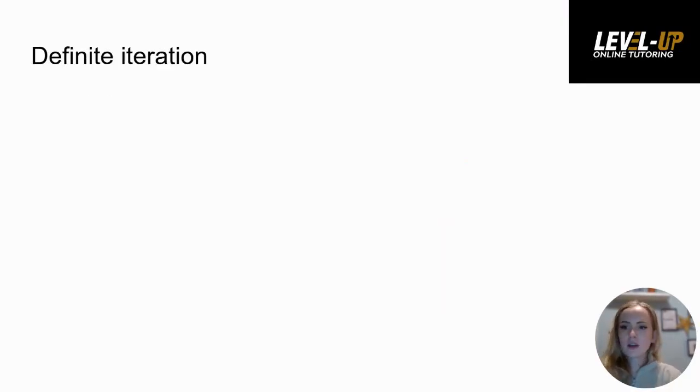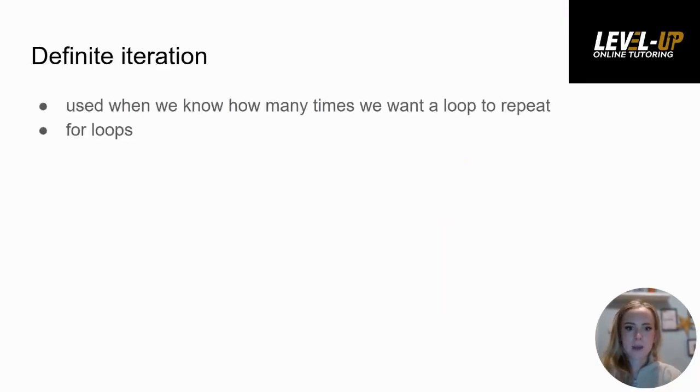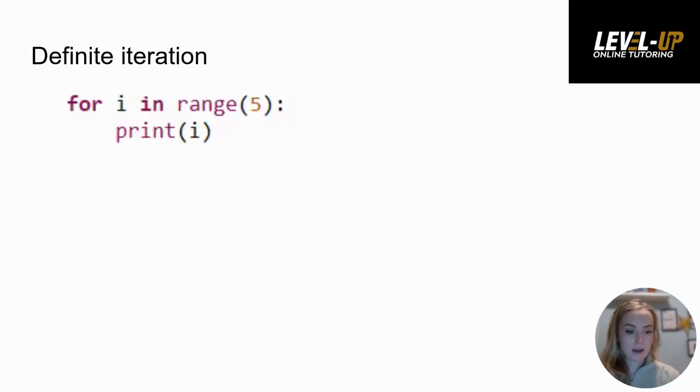Okay, so having a look at definite iteration, basically, we will know how many times we want a specific loop to repeat. So it might be something like you want to print a range of values, and you know when you want your loop to sort of finish.